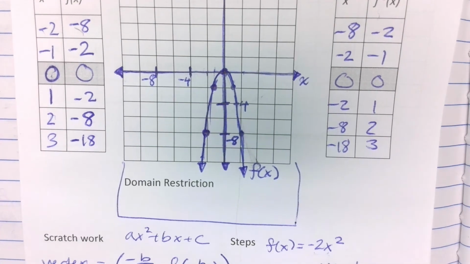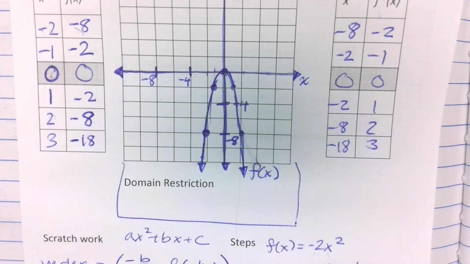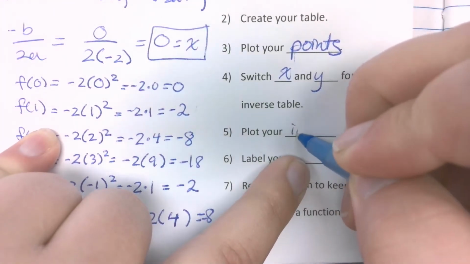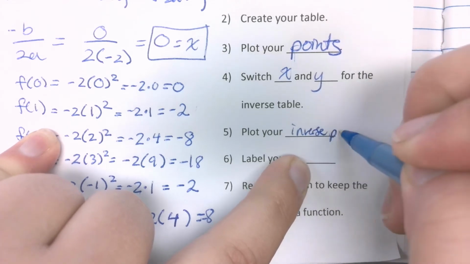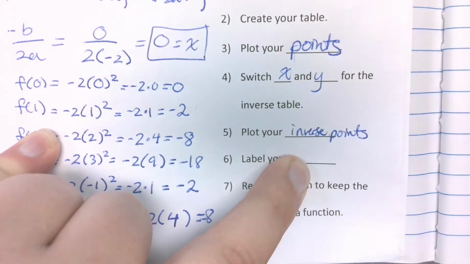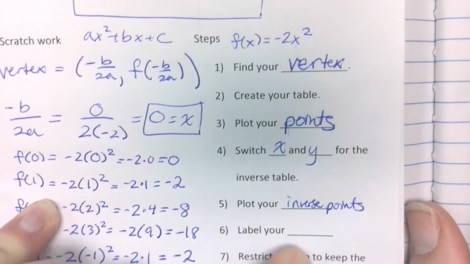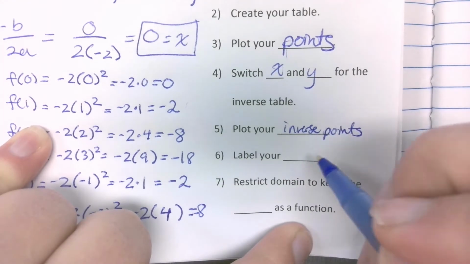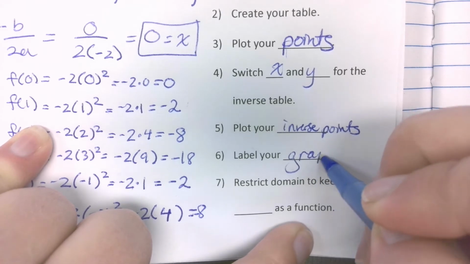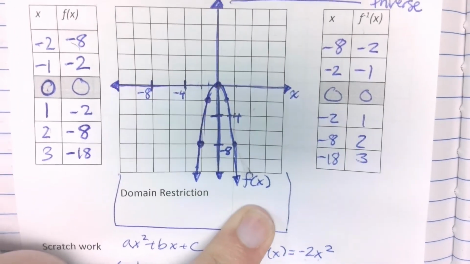For step number 5, we're going to plot the points from our inverse. So I'm going to say plot inverse points. Is that okay? And number 6 is just label your graph. Label your graphs. So we've already labeled this one as our regular.